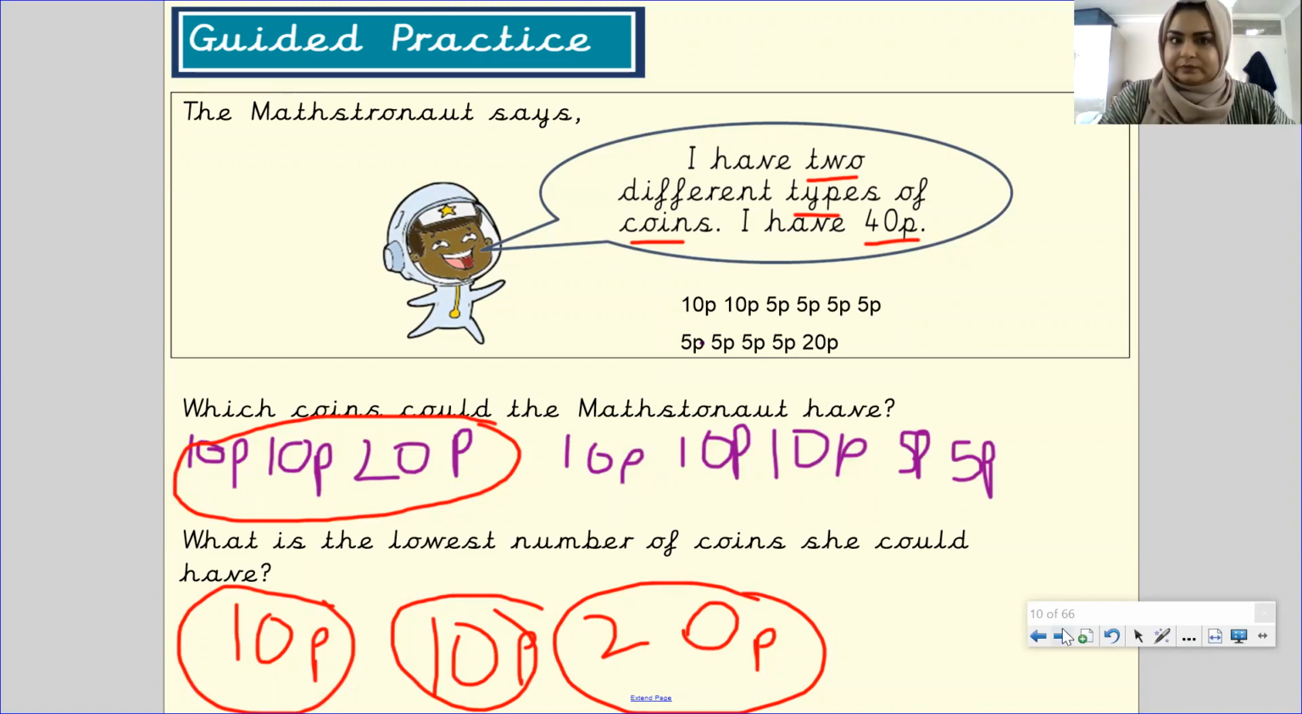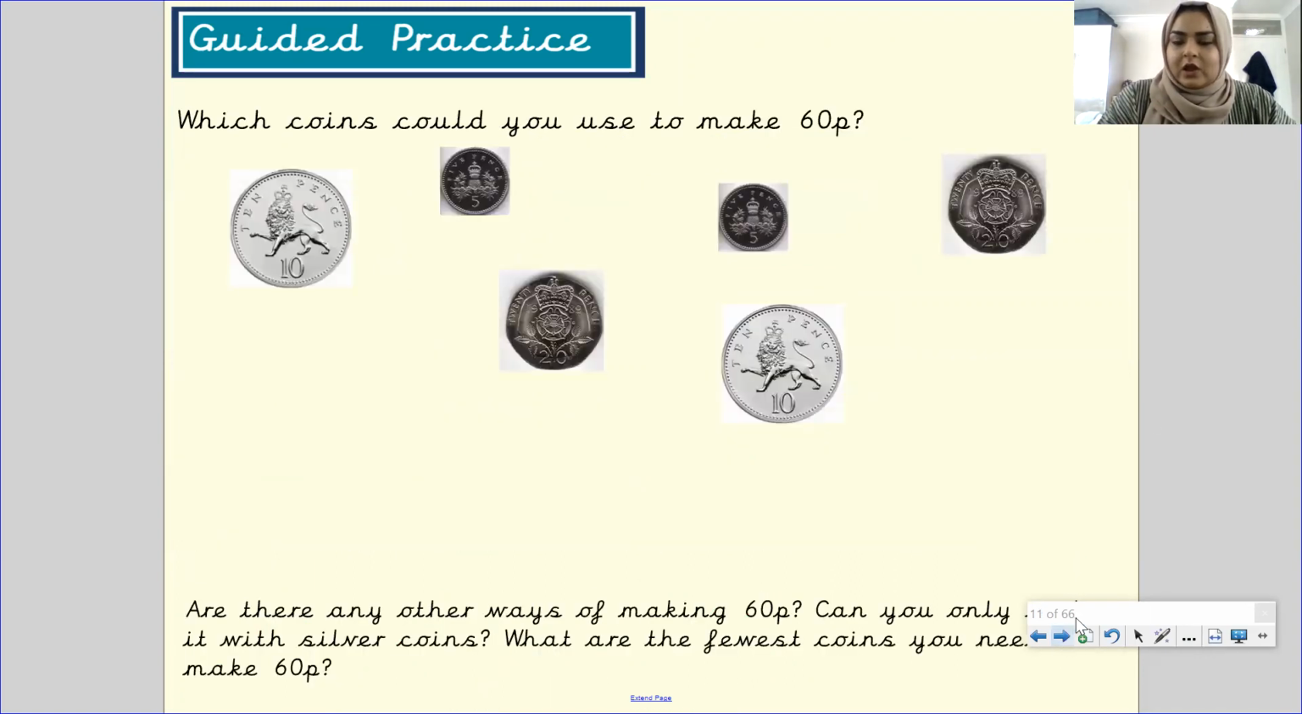Fantastic. Now, which coins could you use to make 60p? Okay, so I have a 10p, 5p, 20p, 5p, 10p, and 20p.